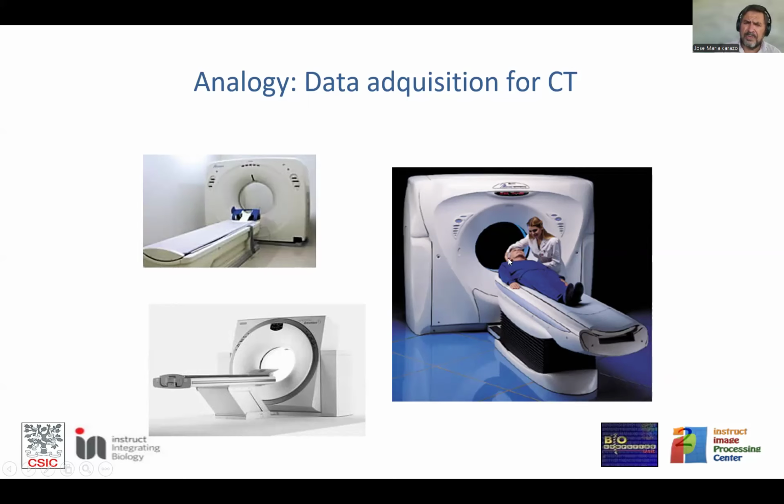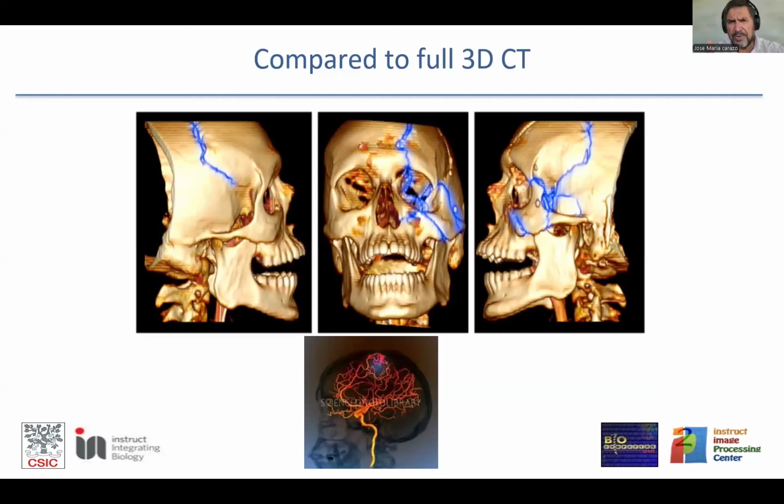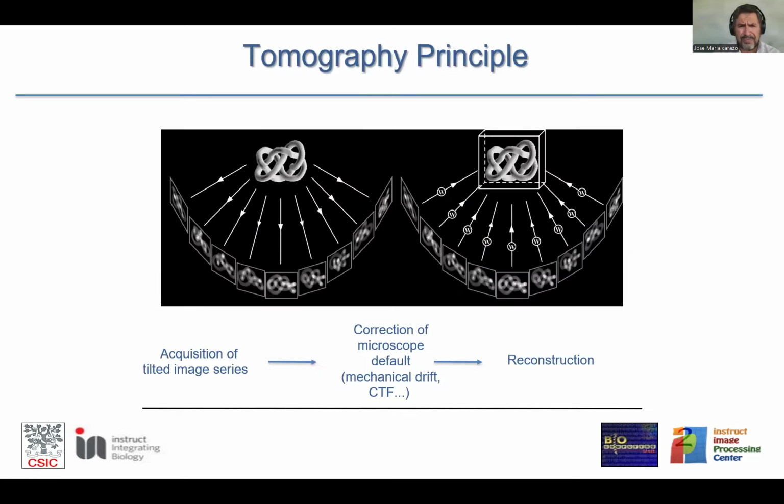So the sample is going to be tilted or rotated, and the microscope is going to be kept still. But we, of course, want to have the 3D scan. We want to have an objective, quantitative understanding of the Coulomb potential, from which we will be able to derive the atomic model when we get to a sufficiently high resolution. We are going to use what is called the tomography principle.